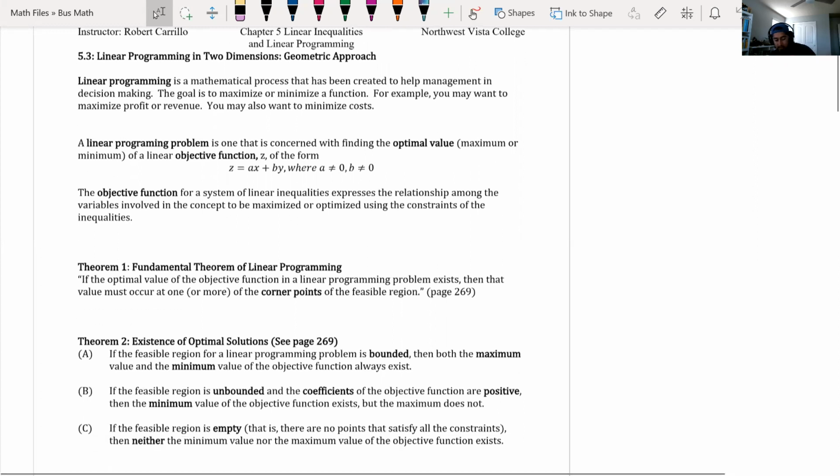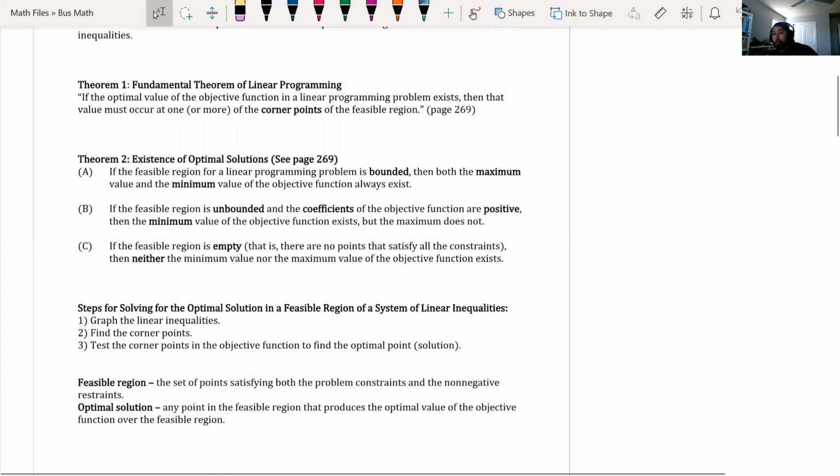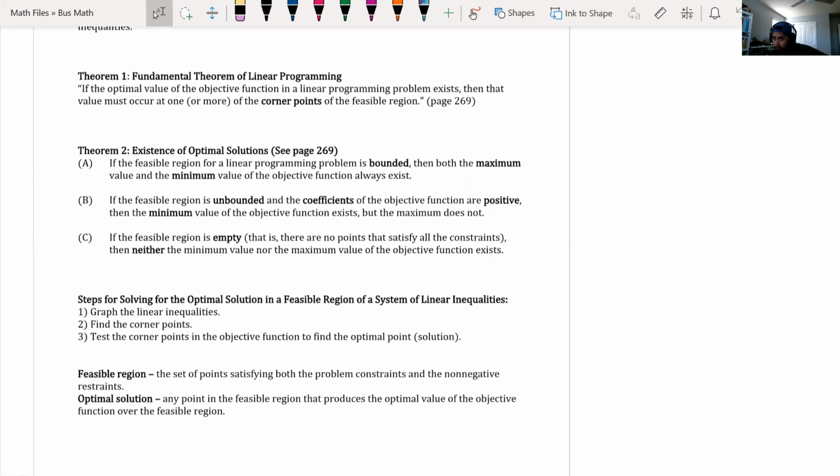Okay, so fundamental theorem of linear programming. If the optimal value of the objective function in a linear programming problem exists, then that value must occur at one or more of the corner points of the feasible region. So once again, we're going to find corner points and plug them into the given objective function.